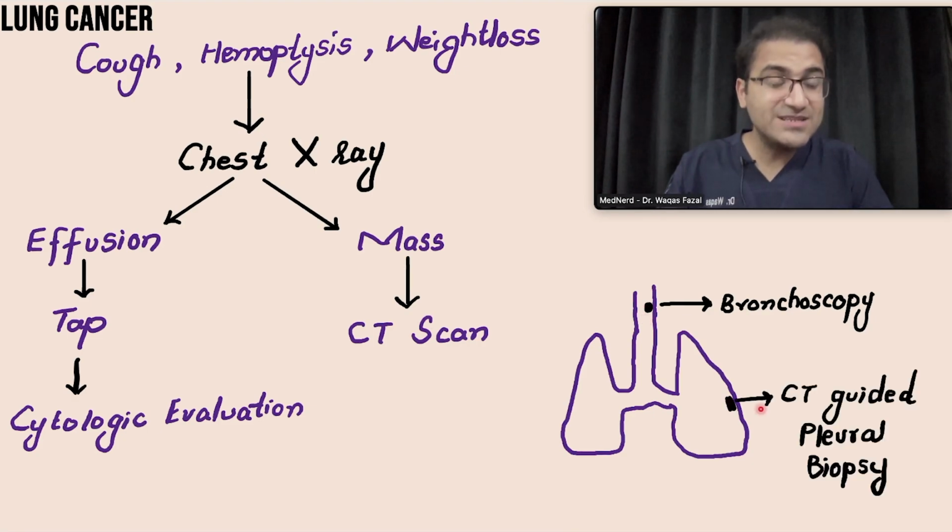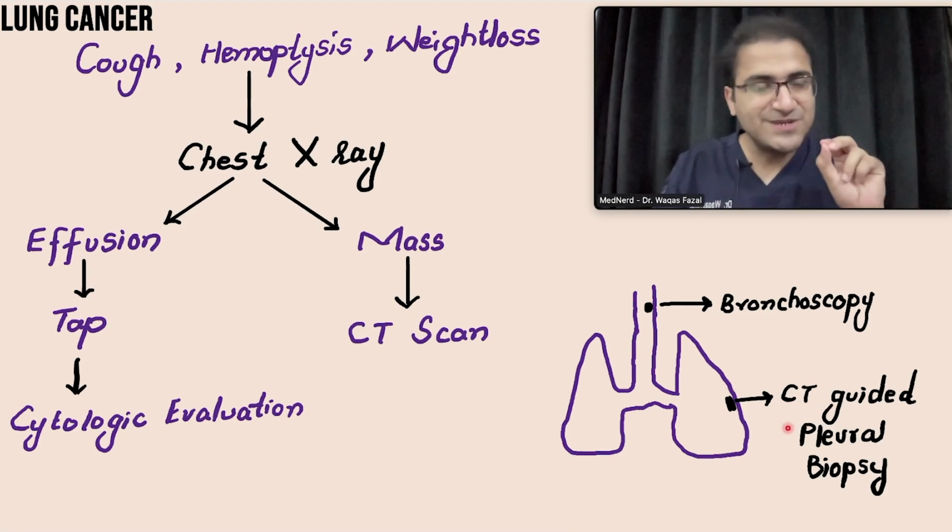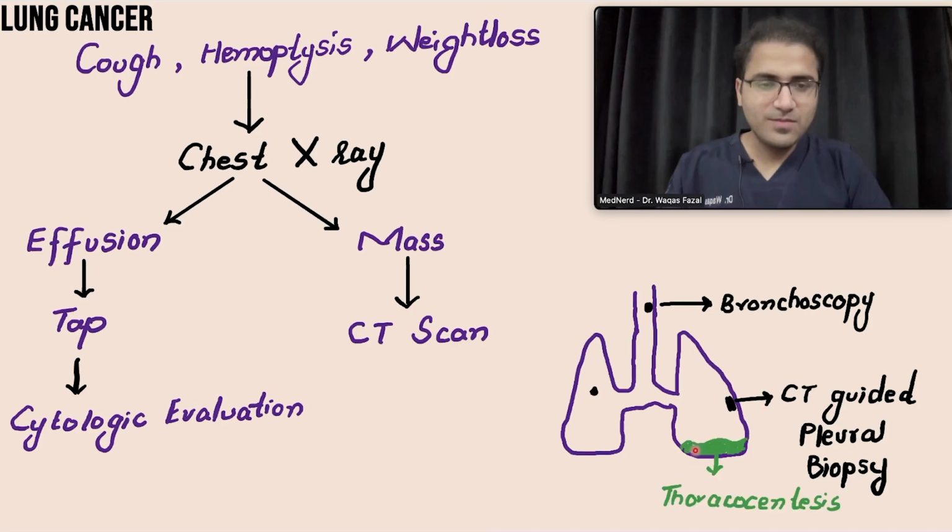If you find that this mass is present in the peripheral region, or in the pleural region, you can take a CT guided pleural biopsy. You pass a needle and take the biopsy from the pleural region or whatever peripheral mass is there. Now, if there is an effusion present, you do thoracocentesis, you tap the effusion and send it for cytological evaluation.